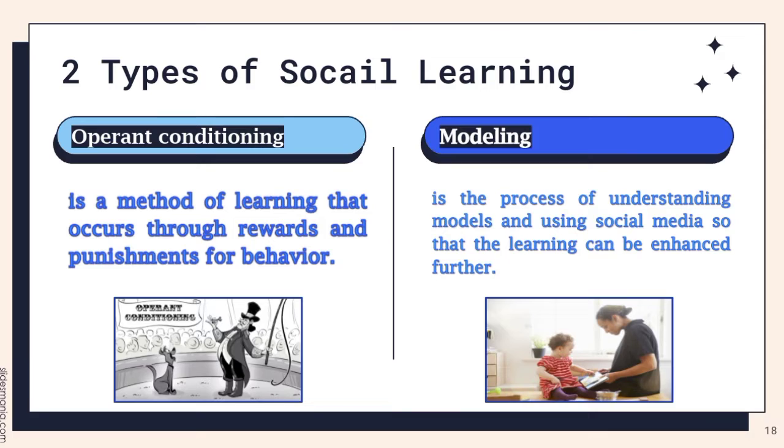Next is modeling. Modeling is not quite as simple as monkey see, monkey do. It's actually a complex process that involves observing a behavior performed by another person, for example, a model, retaining what you observe, and then reproducing the behavior on your own. We do what we see.